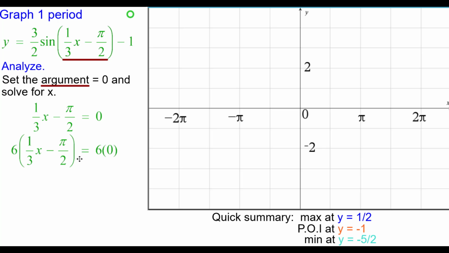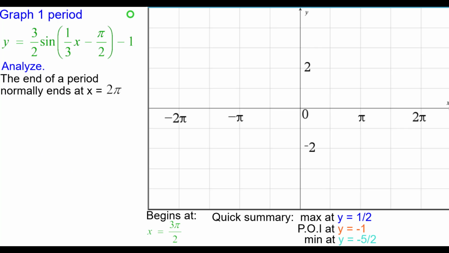First thing I did was multiply by 6 because I like to clear out the fractions. And when I distribute this 6 on the left side, I get 2x minus 3 pi. On the other side, I get equal to 0. We'll add 3 pi to both sides and divide both sides by 2. And so this is where the period will begin, at x equals positive 3/2 pi.